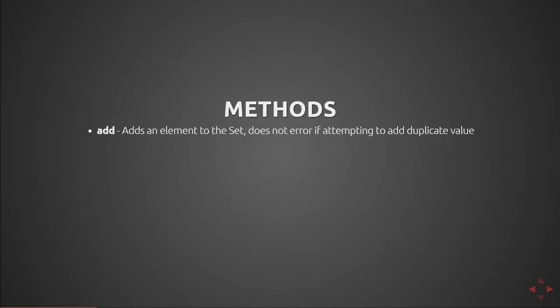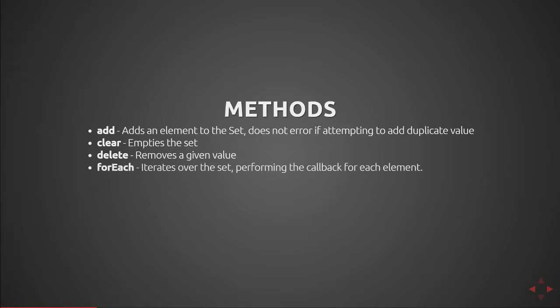We have add, which is pretty self-explanatory. It adds to the set, and it does not error if you attempt to add a duplicate. Clear empties the set, giving it an empty value. Delete removes a given value or reference, so if you have an object, you have to actually remove the reference, not a duplicate. For each iterates over the set, as you saw in the previous example, and it performs a callback for each of the elements within the set.